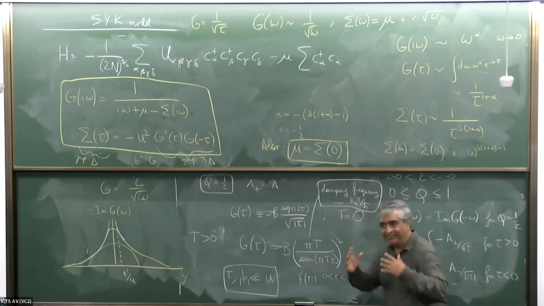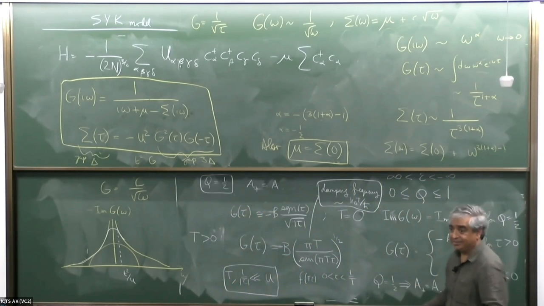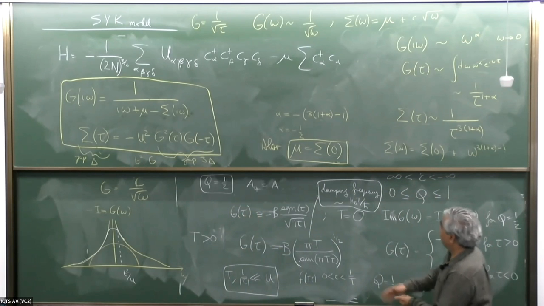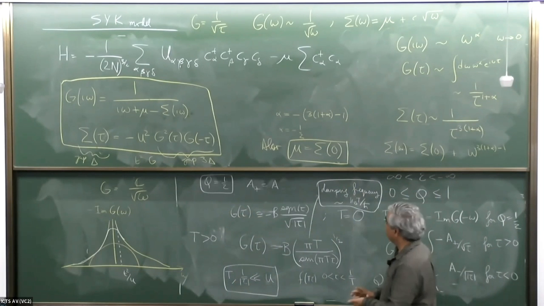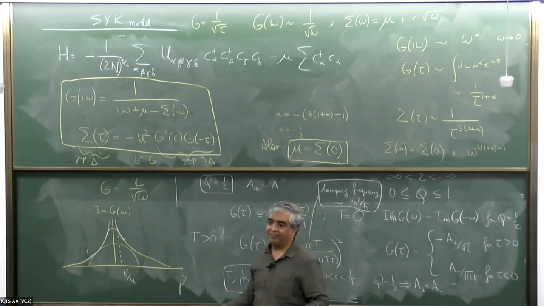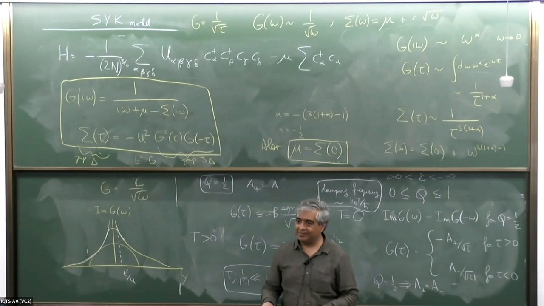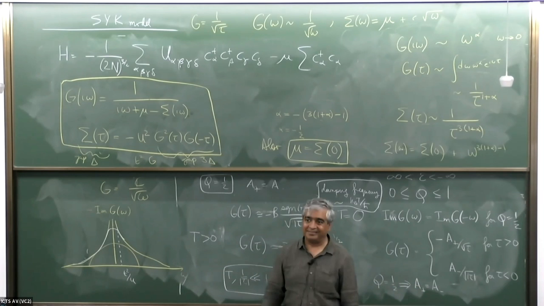But if there's a solution, first of all, it has to be gapless. Secondly, it has to have this power 1/2. And thirdly, mu equals sigma of zero. These are all the constraints we found in the solution. Will all three constraints be satisfied by an actual solution? I don't know. You have to do the numerics and see if it works. And in fact, it does.